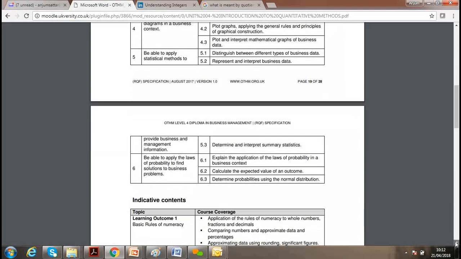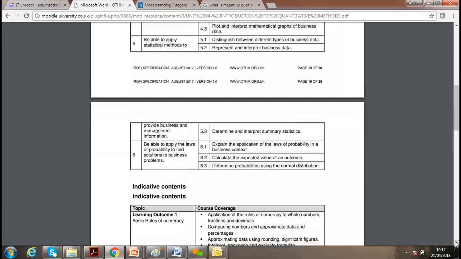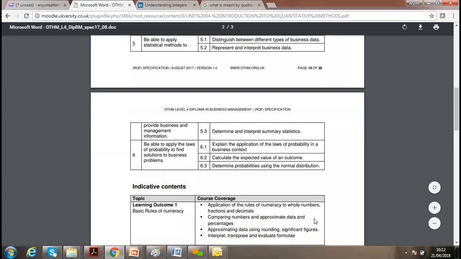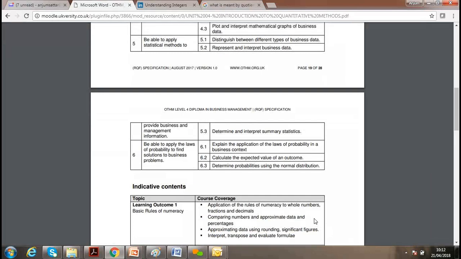So today learning outcome 1, we are going to discuss the rule of numerical: whole numbers, fraction and decimal. What is meant by whole numbers? Whole number.